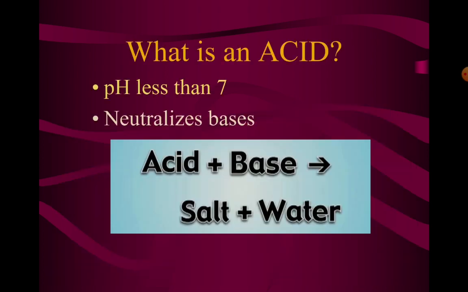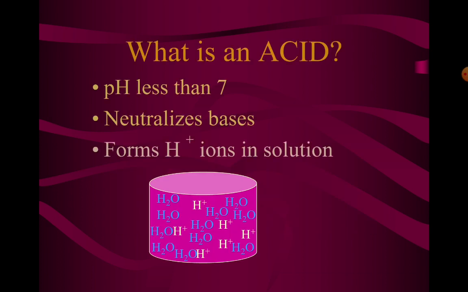The next property is that it neutralizes the base. There is one important reaction which we are going to study, that whenever we combine acid and base, we get salt and water. Salt is neutral, that means we have got a neutral substance, and that means the base has been neutralized by the acid. The next is it forms H plus ions in the solution. Take for example HCl. When we dissolve it in water, we get H plus. So that is why we say that acids give hydrogen ions or H plus ions in the solution.